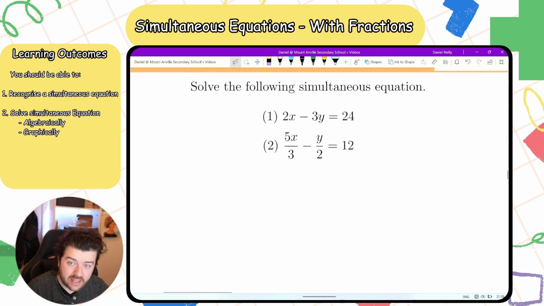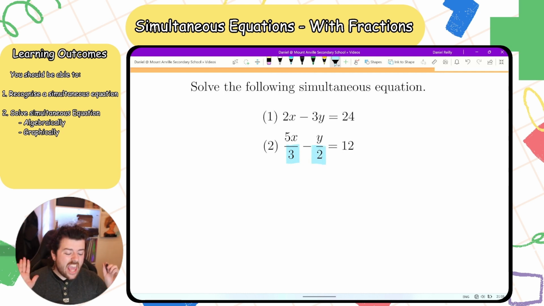Well, I just mean something like this, right? 2x minus 3y equals 24. That's my first equation. And my second equation is 5x over 3 minus y over 2 is equal to 12. So as we see here, let's call it the elephant in the room. I have fractions. Ugh, hate fractions, right? I hate fractions. So I want to get rid of them. I want to get rid of my fractions.